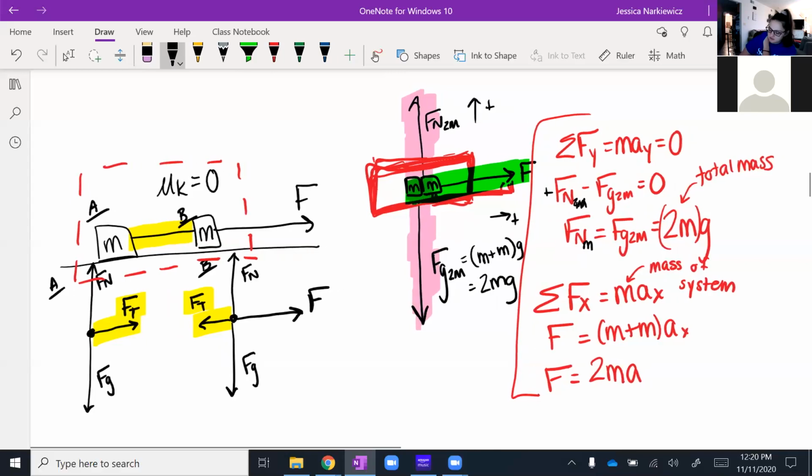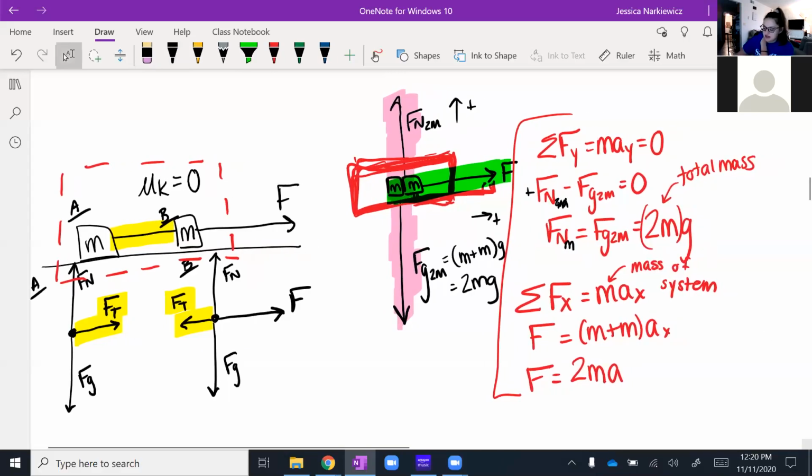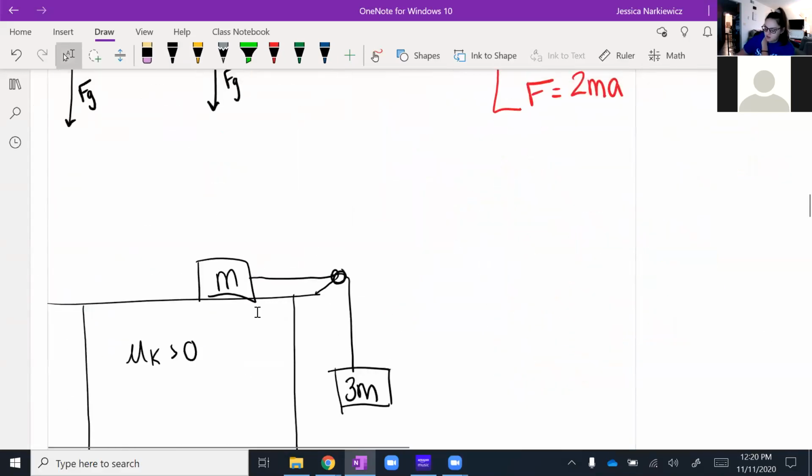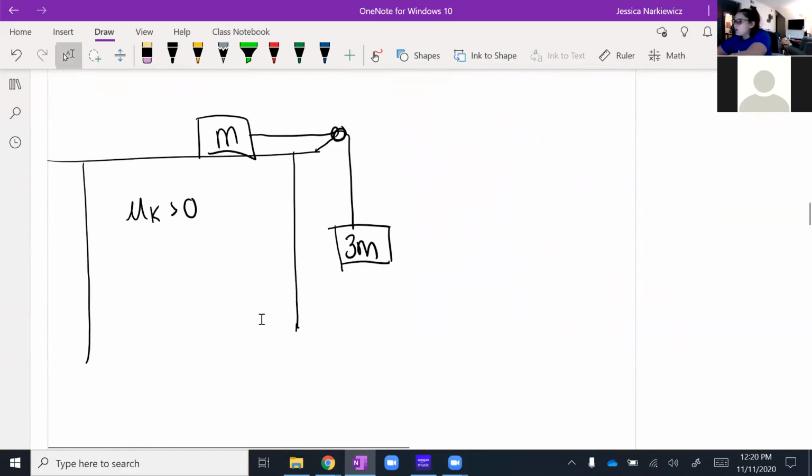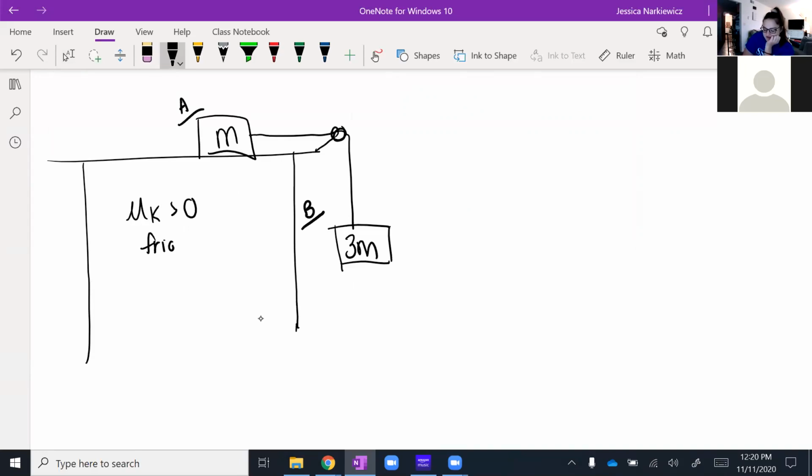All right. Moving on to a slightly more complicated example of a 2-mass system where we have one object on a table and one object hanging down. Okay, so let's call this A and let's call this B. Okay, and again, I have my mu k is greater than 0, which means that there is friction.